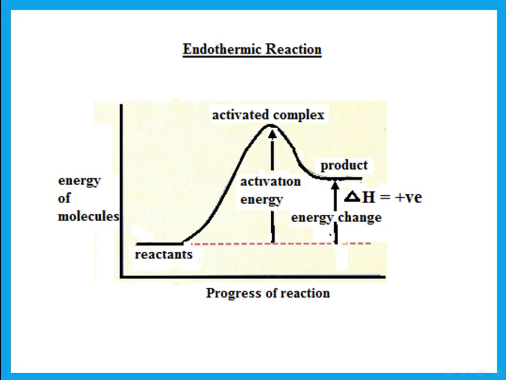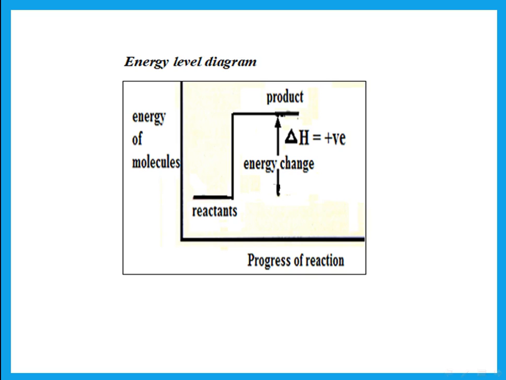This is an energy profile diagram. Again, if I'm required to draw an energy level diagram, I just show the energy of the reactants and the products and the delta H. The delta H in this case, in an endothermic reaction, is positive.